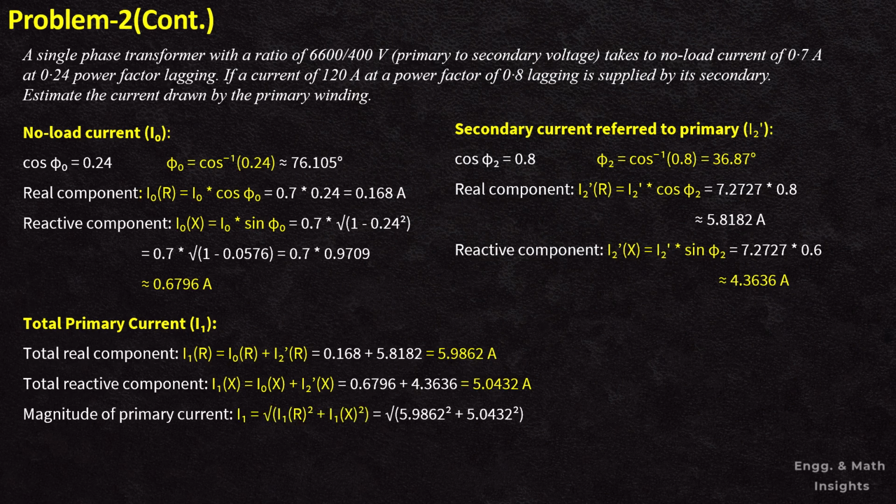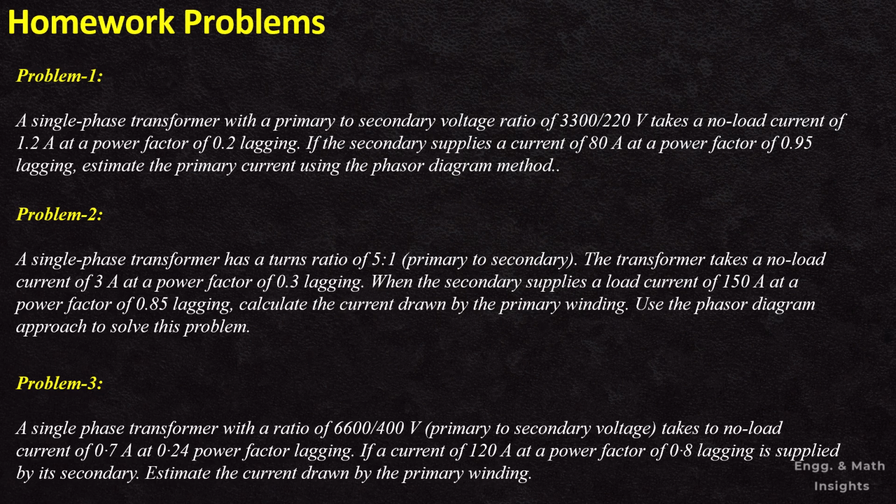Again, we can calculate the magnitude of the primary current I1 as the vector sum of the real component of the primary current I1R and the reactive component of the primary current I1X, and the magnitude of this vector sum will be root over I1R square plus I1X square, which will give us 7.827 ampere. I have 3 homework problems for you.